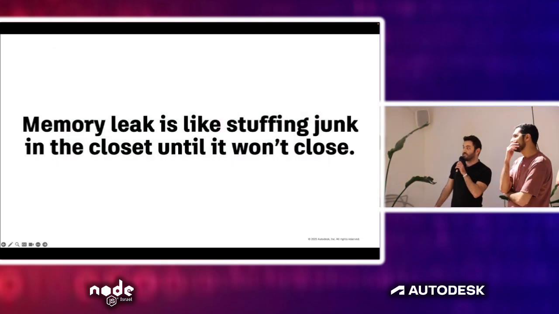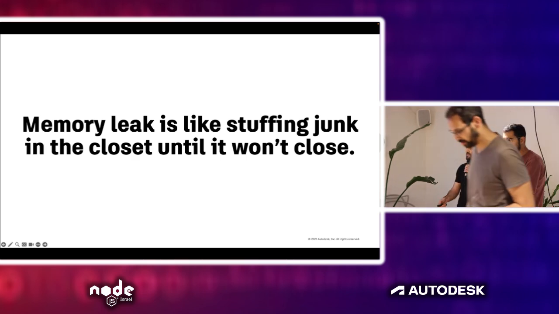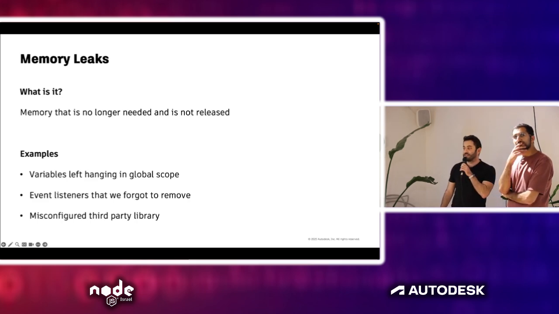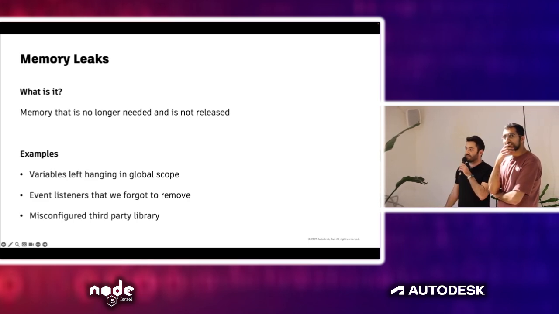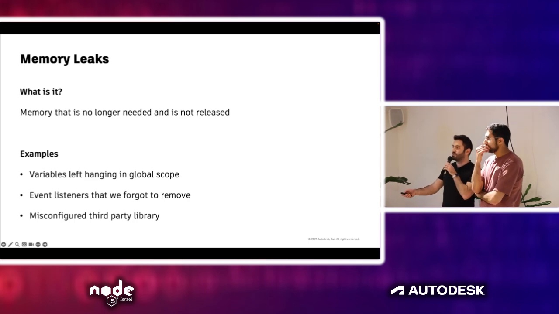So what is a memory leak? A memory leak is like stuffing junk in the closet until it won't close. Basically, it's memory that is no longer needed and is not released. For example, variables left in the global scope, event listeners that we forgot to remove, and misconfigured third-party libraries.